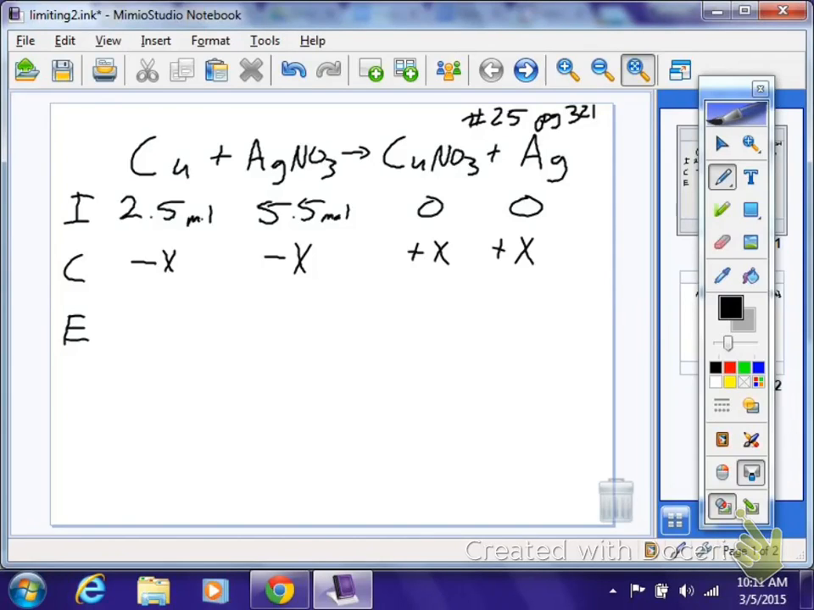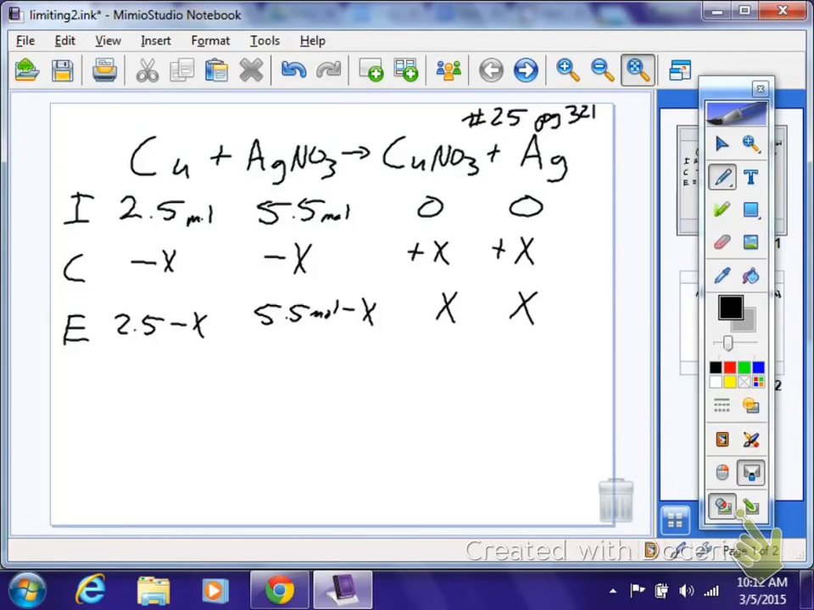Okay? So now all we have to do is take the I and C and subtract out our moles. So it'd be 2.5 minus x. See, we just line it up, 2.5 minus x. That's how many moles will be subtracted from copper. Then we're going to take 5.5 moles minus x, and that's how many moles are subtracted from silver nitrate. The same number of moles have to be subtracted from both of those. And then here it's 0 plus x, which is just x values for those two products.